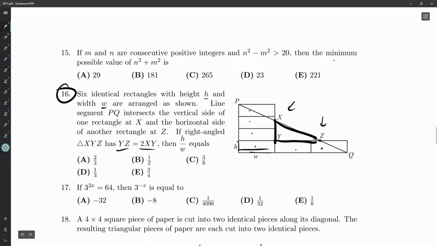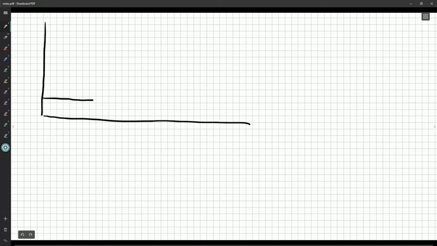So we want to know the ratio of the sides of the rectangles. We can't actually get concrete values for either H or W, but we can figure out their ratio. Okay, so what can we do? Well, notice that we've got 3 rectangles out there, and we're 4 rectangles high.